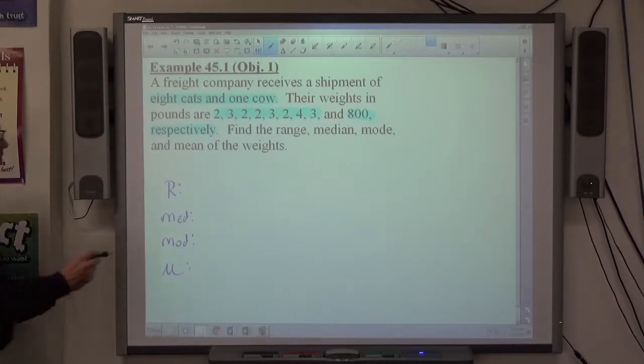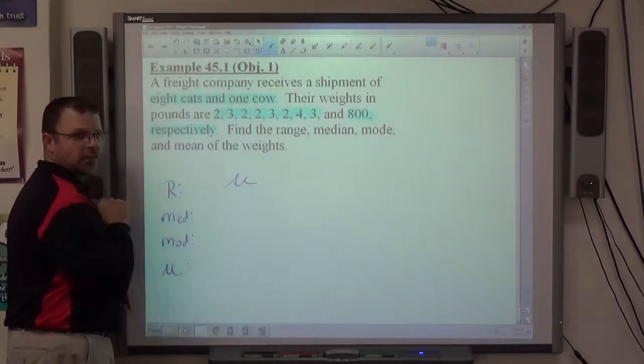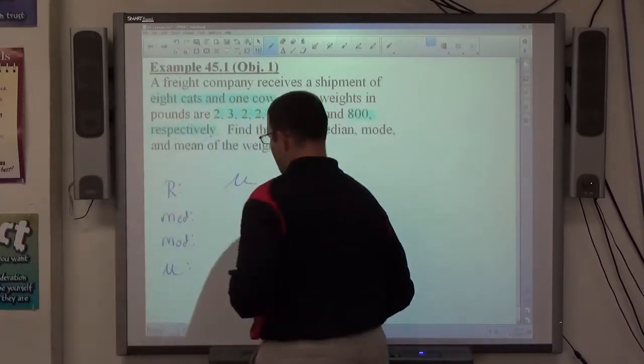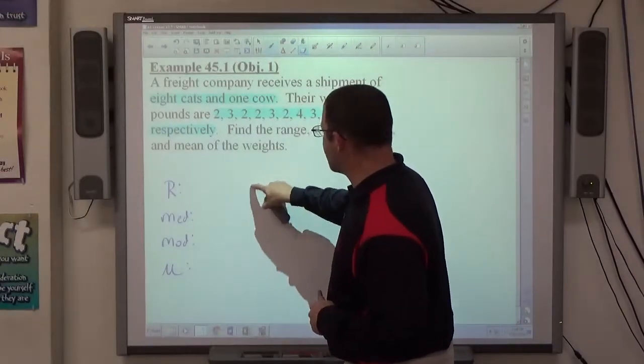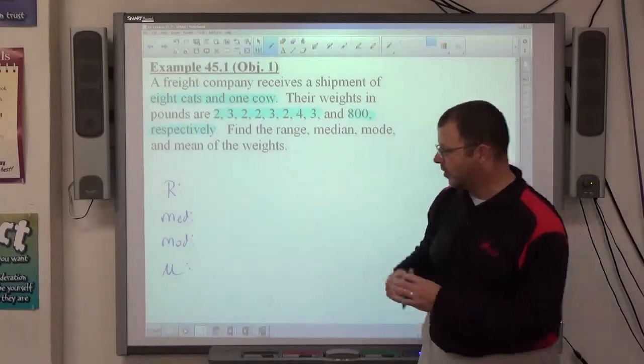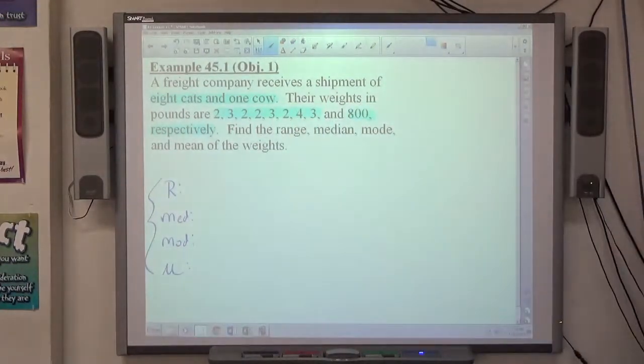All you got to do to make a mu is you come up, it looks kind of like a U, but it's really a fancy little M. That's the Greek letter mu. That means mean. All right. So as soon as you see that's the question, and notice that order they asked you: range, median, mode, mean. See how I got my answers in that same exact order? Please do write your answers in the order they asked for them.